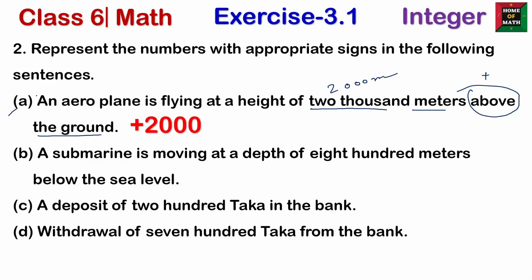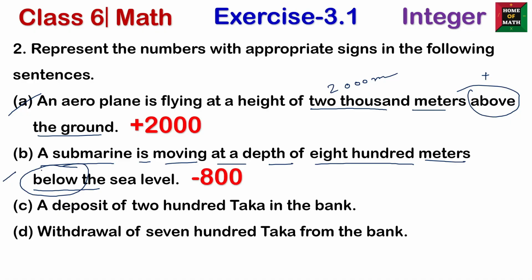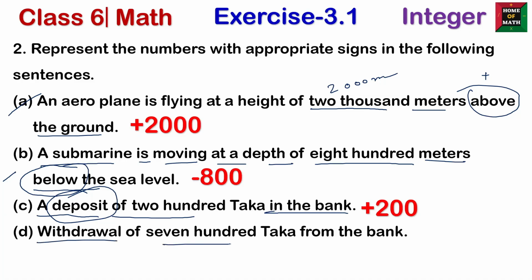So our answer like plus 2000. Number B, a submarine is moving at the depth of 800 meters below the sea level. Here is the mention below. Below means minus, right? So our answer like minus 800. Then a deposit of 200 taka in the bank. Deposit, it means increase. So plus 200. Withdrawal of 700 taka from the bank. Once you withdraw, the amount will be decreased. So minus, right? So minus 700.